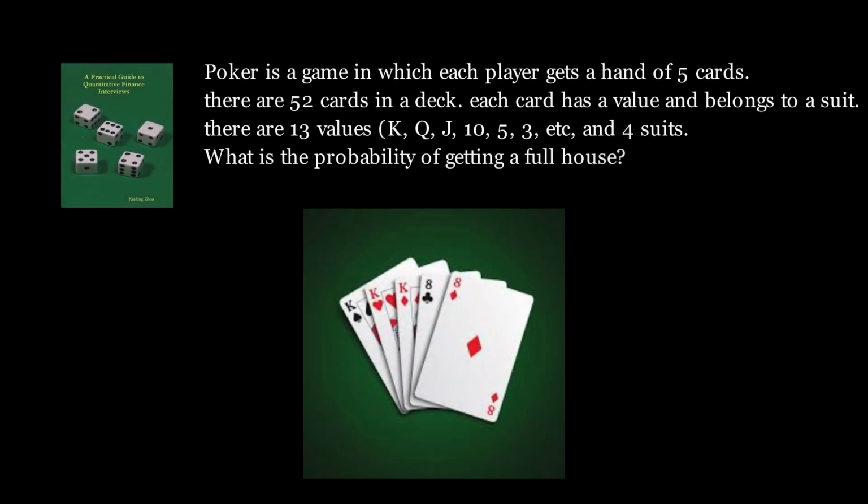Poker is a game in which each player gets a hand of 5 cards. There are 52 cards in the deck. Each card has a value and belongs to a suit. There are 13 values: king, queen, jack, 10, 5, 3, etc., and 4 suits. What is the probability of getting a full house?